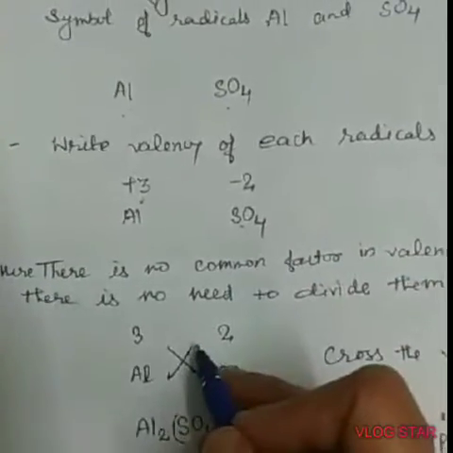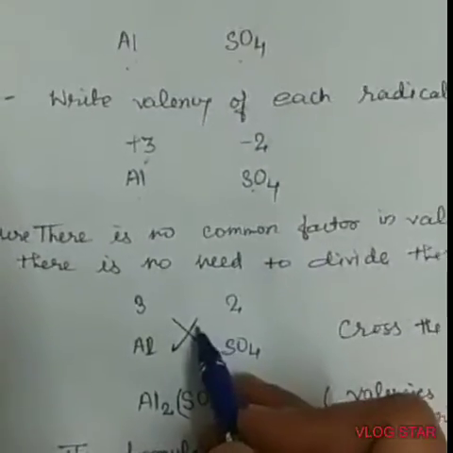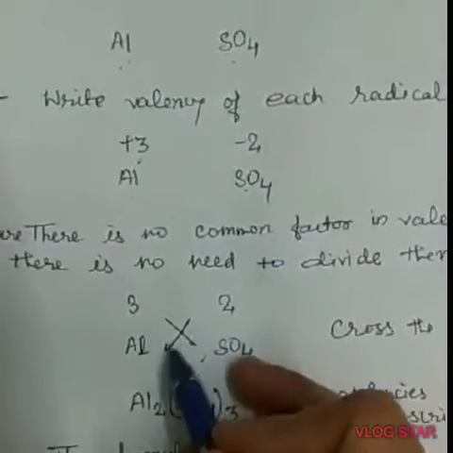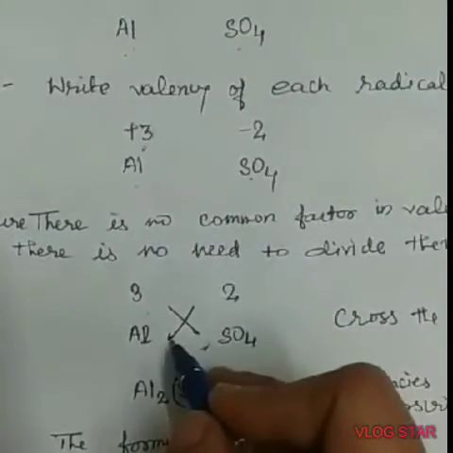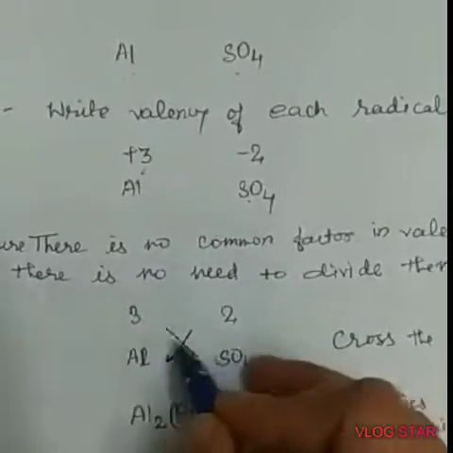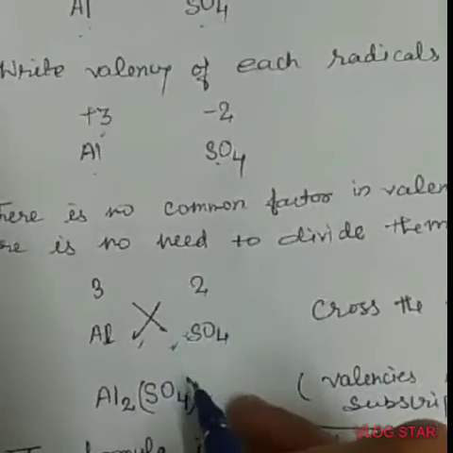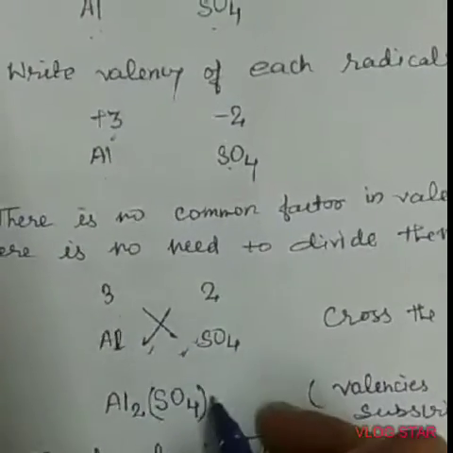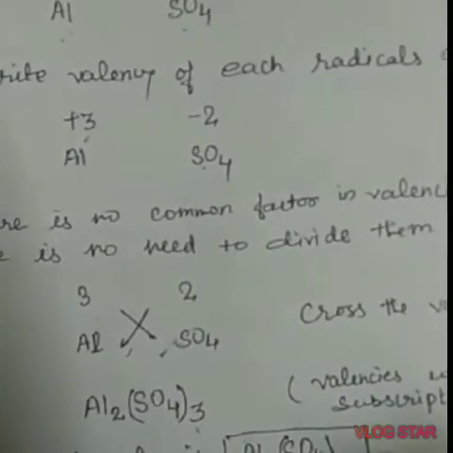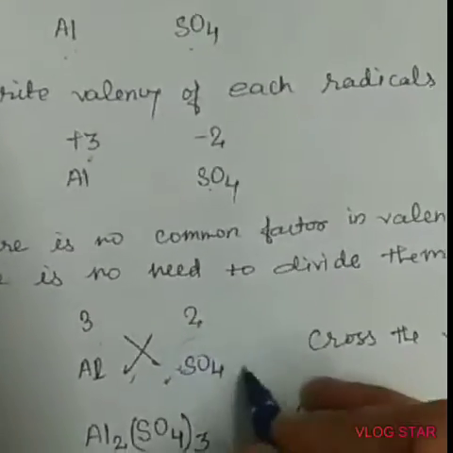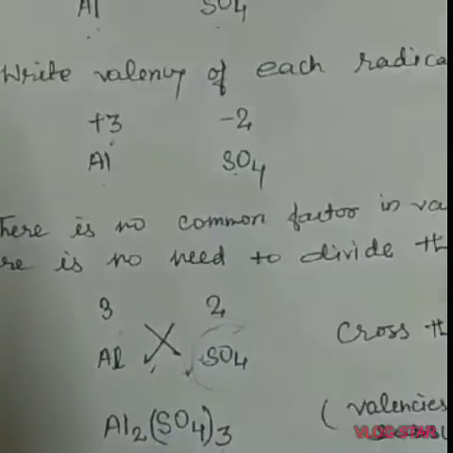Now what will you do? Ignore the charges, then cross the valencies or interchange them. The superscript will be written as a subscript. Here you can see Al2 SO4 3. SO4 is a single unit, so we will enclose it in a bracket: Al2(SO4) whole thrice. Got it? The formula of aluminium sulfate is Al2(SO4)3. Sulfate acts as a single unit, so we have to enclose it in a bracket.